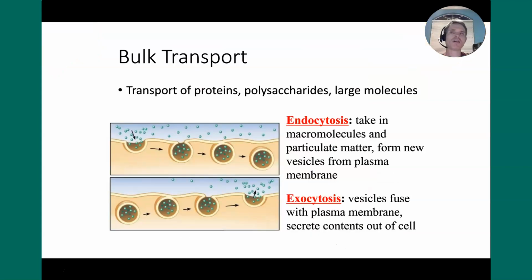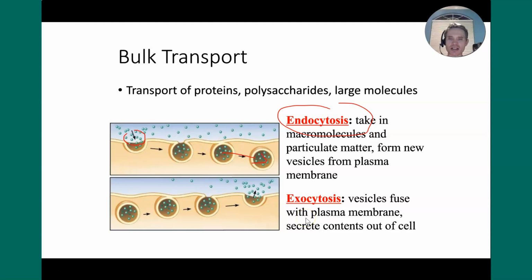Now, that's all fine and dandy for molecules that are smaller, but when we have larger molecules, this is what we use for what we call bulk transport. So this includes proteins, polysaccharides, and other large molecules. There are two processes. The first process is called endocytosis. Endo means to enter the cell. Notice how our cell membrane forms a vesicle around the material that it wants to enter the cell. That vesicle pinches off and then it moves into the cell.